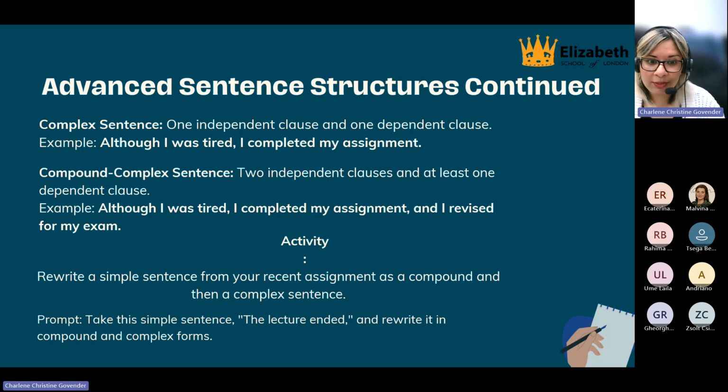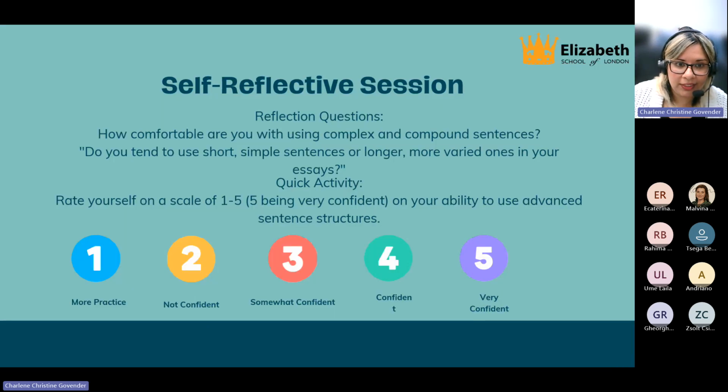If you don't have any previous assignments that you have completed, you are more than welcome to use this prompt for your simple sentence. The lecture ended, and then you will go on by using a conjunction word and then into a complex form. All right, so here I want you to have a self-reflective question.